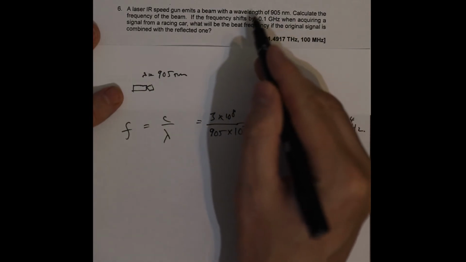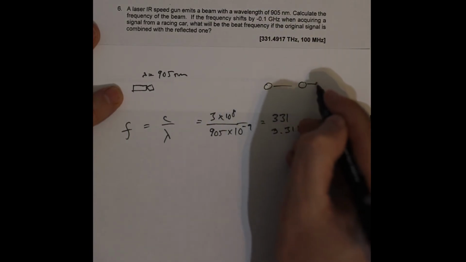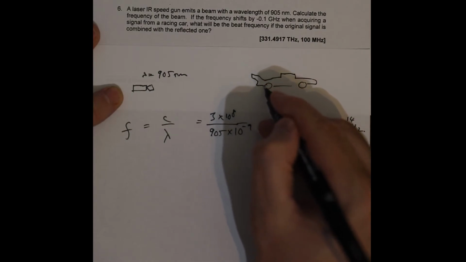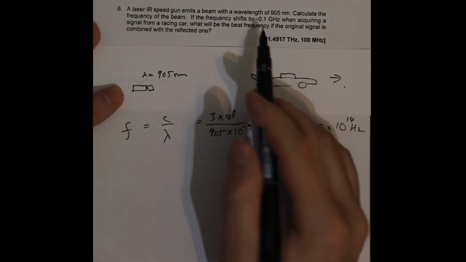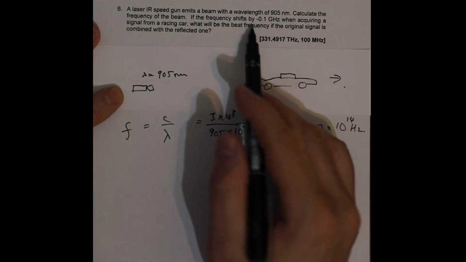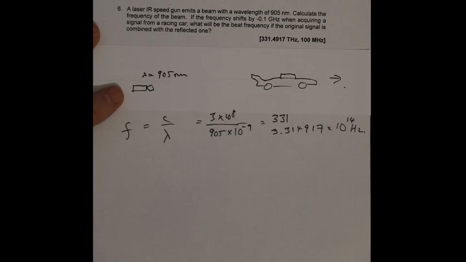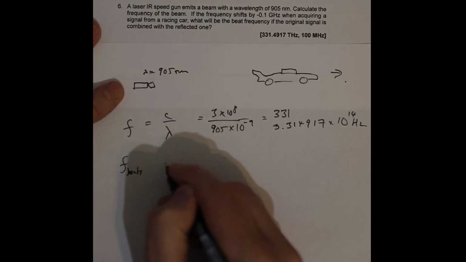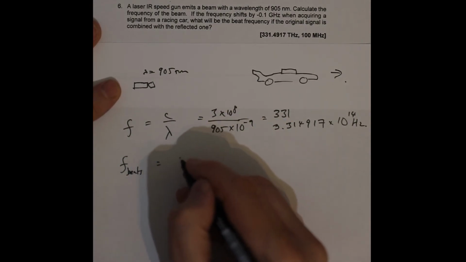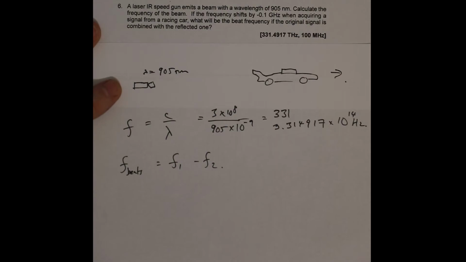Okay, so this is negative, so that tells me that the frequency is decreasing, so the racing car must actually be driving away from the detector, something like that. And so this frequency shift is actually quite small compared to the frequency of the radiation as well. So if we're talking about beat frequencies, the beat frequency from the notes is just equal to the magnitude of one frequency minus the other one, basically.